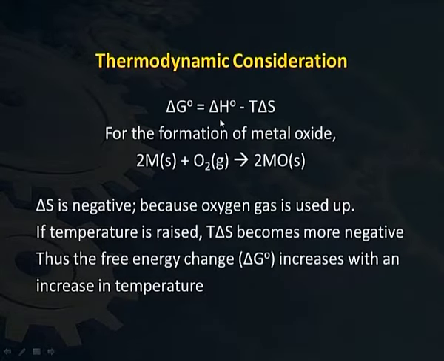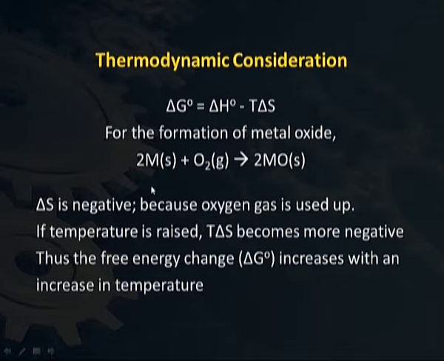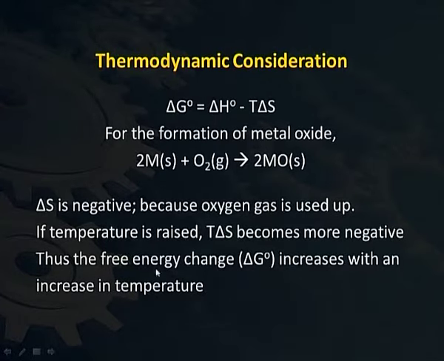The free energy change is also given in terms of the enthalpy change and the entropy change, and for the formation of metal oxides, metal reacting with oxygen in the gaseous state to form metal oxide, the delta S will always be negative because oxygen is present in the gaseous state. So, if temperature is raised, then T delta S will become more negative. Thus, the free energy change increases with increases in temperature. We can see this in the Ellingham diagram.